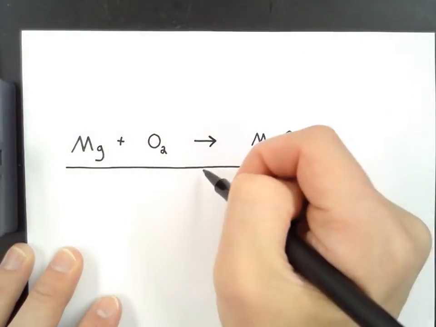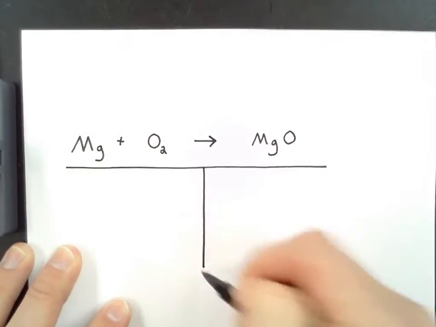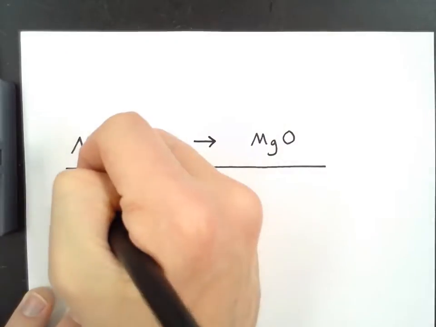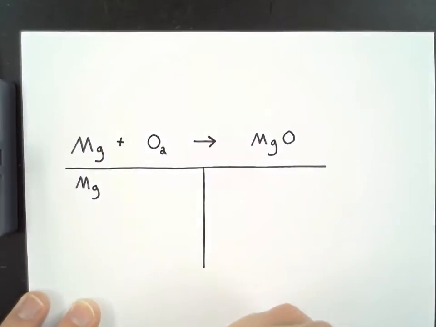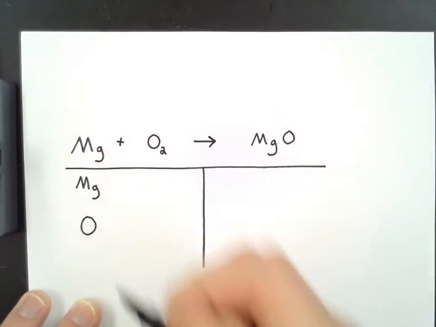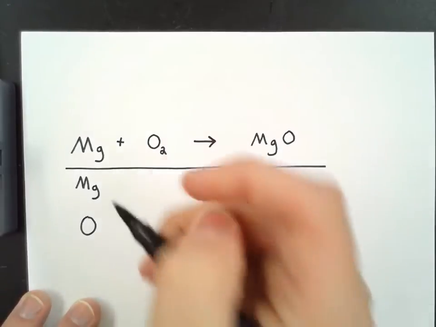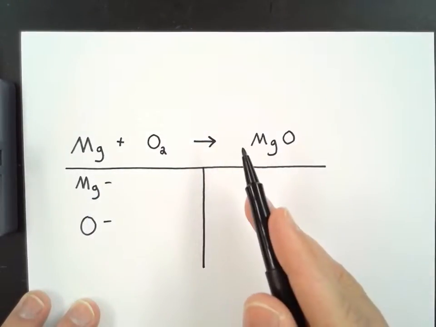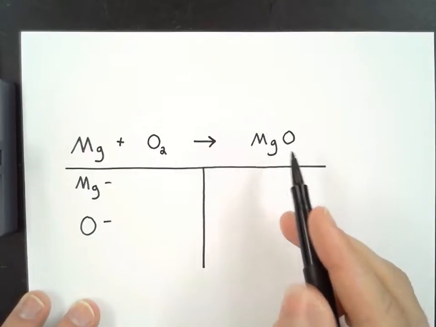And then I divide the T-chart right underneath the arrow. And the next thing I like to do is take an inventory of the types and numbers of atoms I have. So on the reactant side, I have magnesium and oxygen. On the product side, I should have the exact same types of atoms. You'll see I have a magnesium and an oxygen atom.